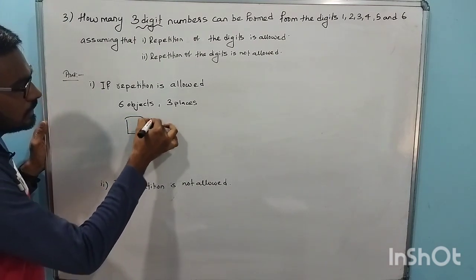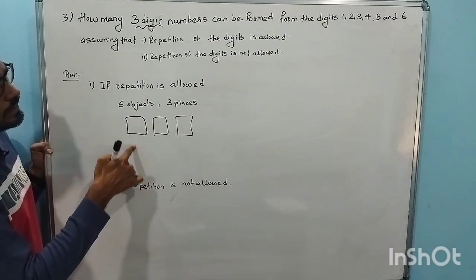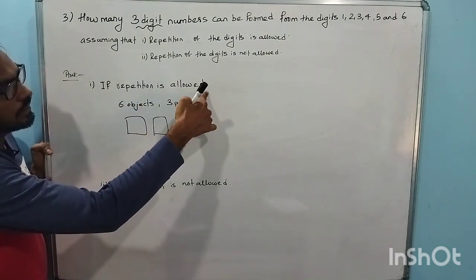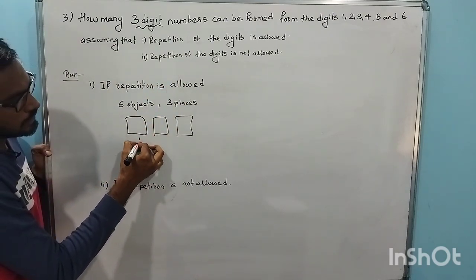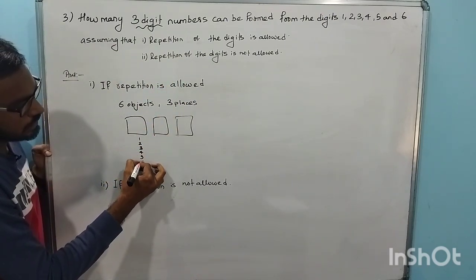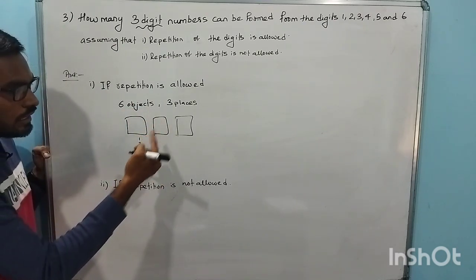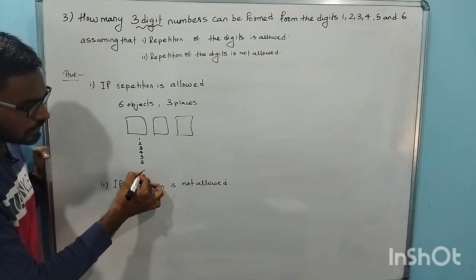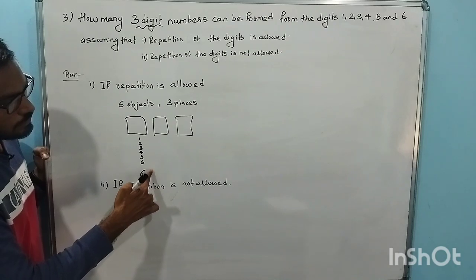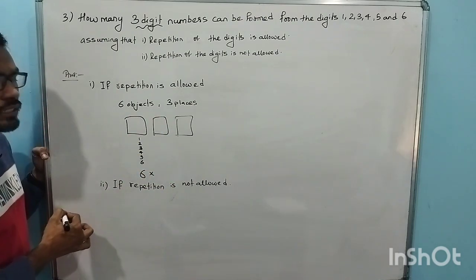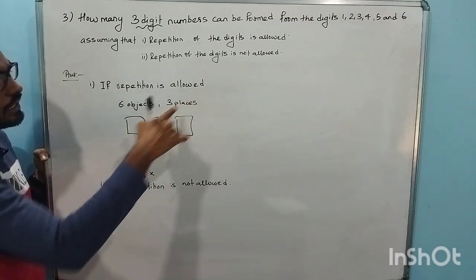So there are 3 places like this and 6 objects. Okay, so for the first place, since repetition is allowed, out of 6, anything from 1 to 6 we can select for first place. For example, if you have selected one of these, then for second place, one of the 6 possible ways is there. If you have selected one for first place, what about second place? Second place can be selected in again 6 ways because repetition is allowed.